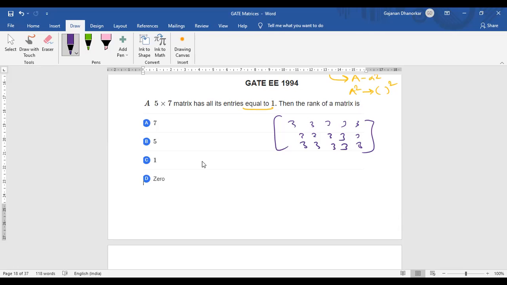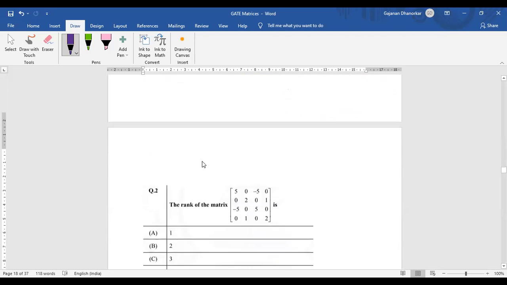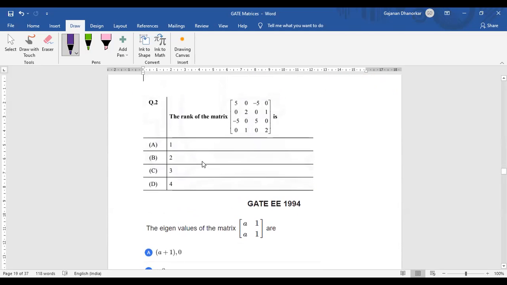इसका rank क्या था? 1 ही था. Therefore, rank of this matrix is 1. If always all entries are same or equal to 1, doesn't matter 1 हो या same हो, doesn't matter, उसका rank 1 ही होगा. अब 5 by 7 है, तो कौन सा तो 5 by 7 होगा वो matrix. But try to remember that if all entries are same, then its rank is 1.